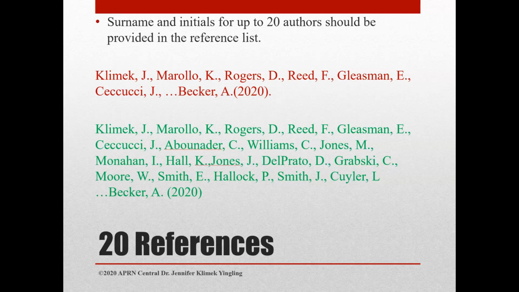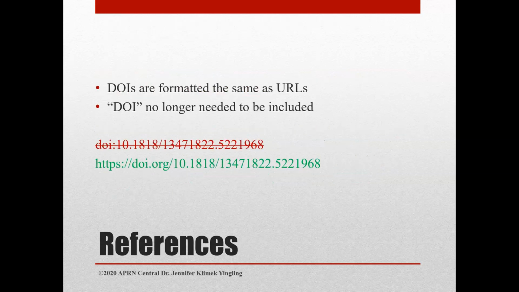And then your last author in your reference list. Okay. In your reference list, not in your body. And we're going to talk a little bit about that in a minute. So DOIs have changed a little bit now. It used to be you had to write DOI: and then the DOI number. Now they are allowing you to format them the same as your URLs.